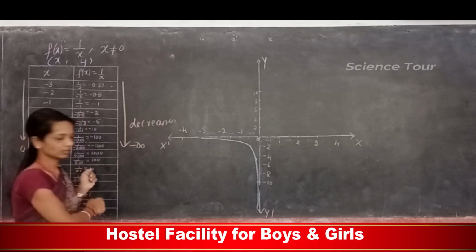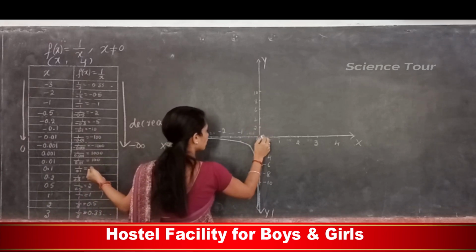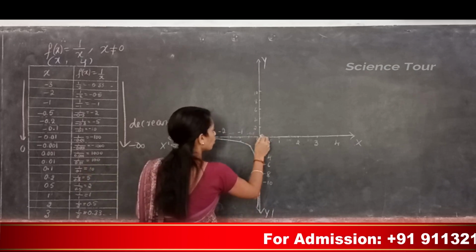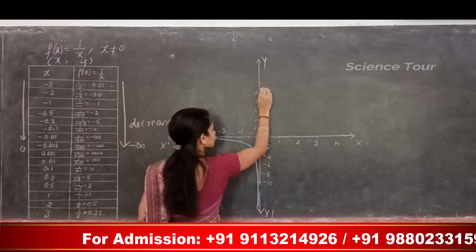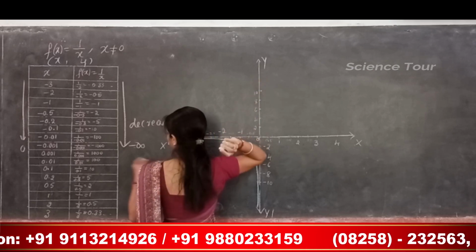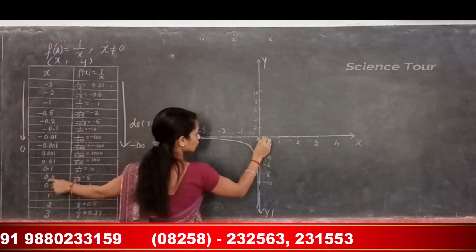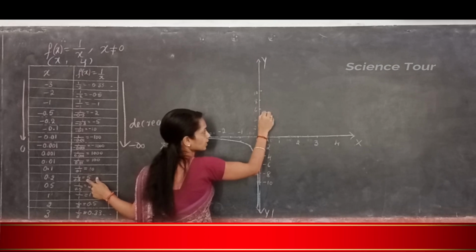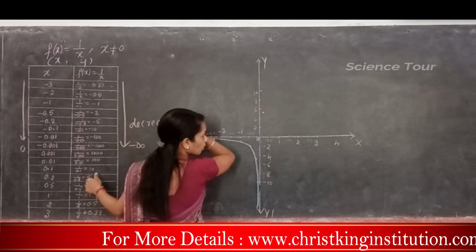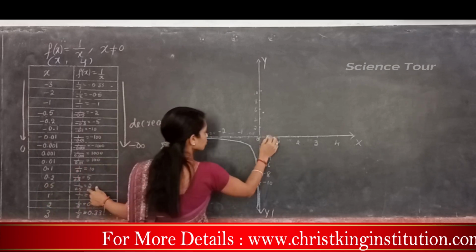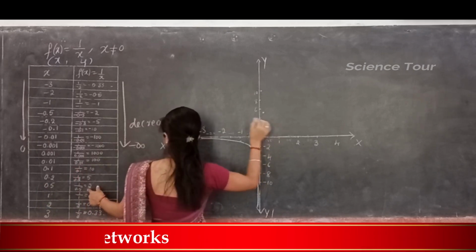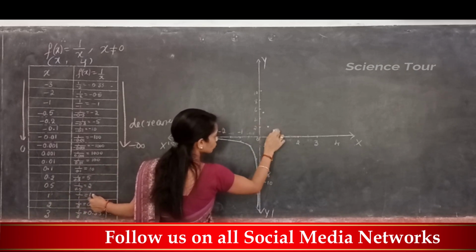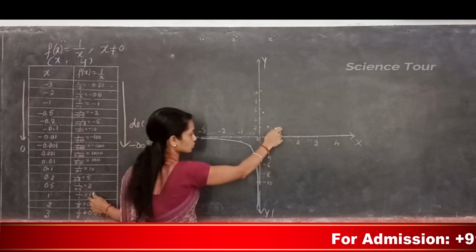For 0.1, what is the value of f of x? That is 10. For 0.1 means somewhere here. Next is 0.2, somewhere here. For that the value of f of x is 5, exactly in between 4 and 6 you have 5. Next, for 0.5, the image of f of x is 2, that is here. Next, for 1, the value of f of x is 1, exactly in between 0 and 2 you have 1. For 1 the image is 1.